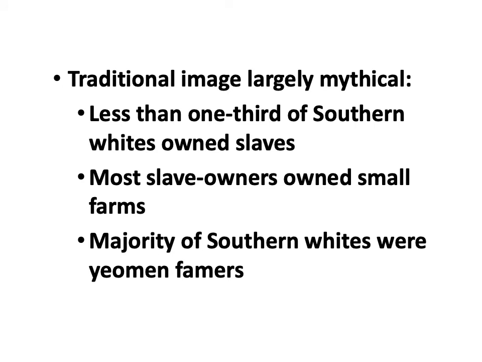The traditional image many of us have of the South was not really true. The facts are less than 1/3 of Southern whites owned slaves, so the vast majority didn't own any slaves. Most of the slave owners had small farms with just 1, 2, or 3 slaves. And in fact, the majority of Southern whites who were farmers, and most were farmers, were yeoman farmers, sort of by themselves and their families.